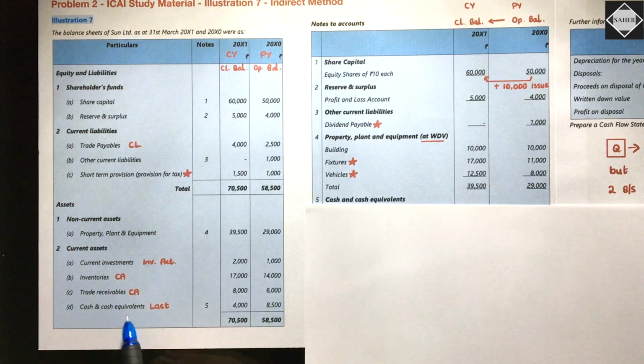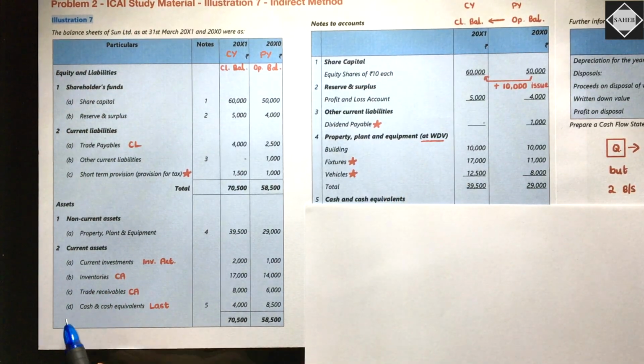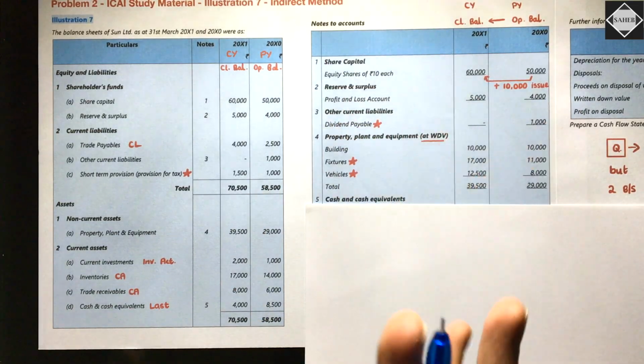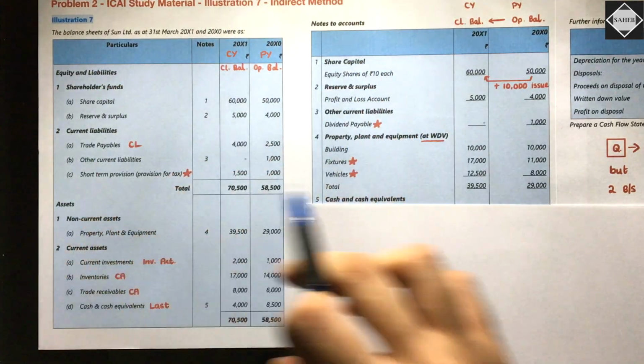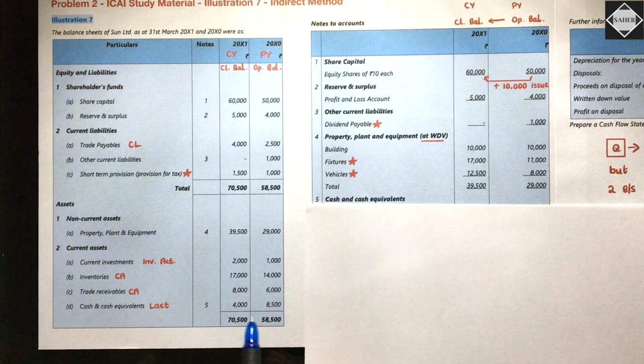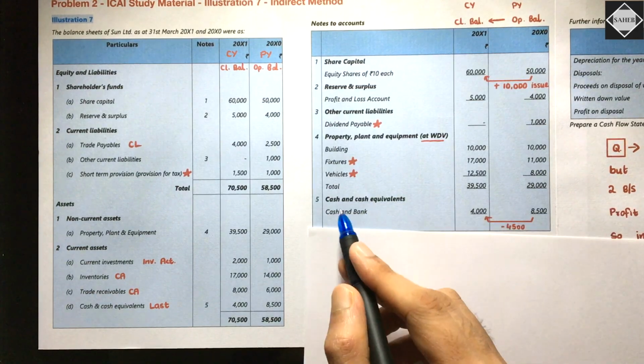Fine. And then you have cash and cash equivalents. What do you do with this? This is also a current asset, but you can't take this in working capital changes. This is the last item in the cash flow statement. You take the opening and closing balance at last. So that's what you have to do over there. Fine, simple. Okay, see cash and cash equivalents.